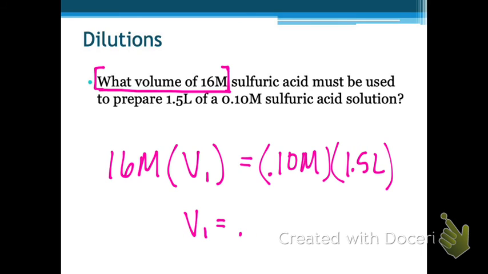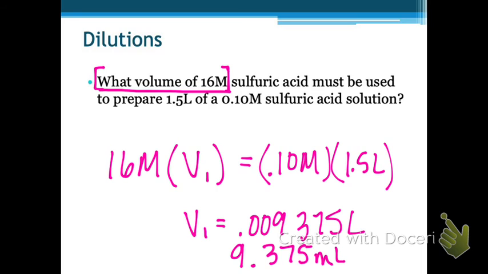So that means I would need 0.009375 liters, and so that comes out to be 9.375 milliliters. I would take either of those. Would you most likely just keep it in liters because that's what it is? You can. All of these had 2 significant figures, which means I should really have gone to 9.4 milliliters. All right. Why don't you try the next one here on your own?